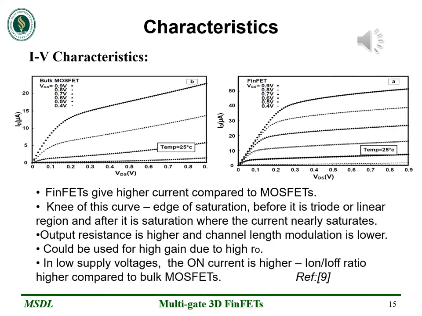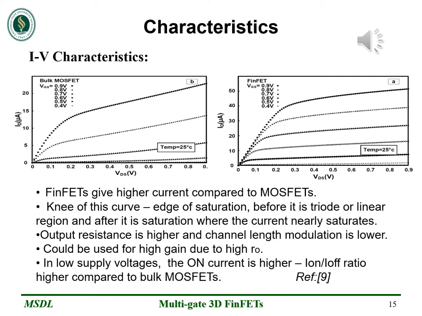The primary working of any FET is based on the charge in the channel and the output drain current ID that is controlled by the drain to source voltage VDS. Here we can see the ID versus VDS characteristics of a bulk MOSFET and a bulk FinFET. FinFETs give higher current compared to planar devices.